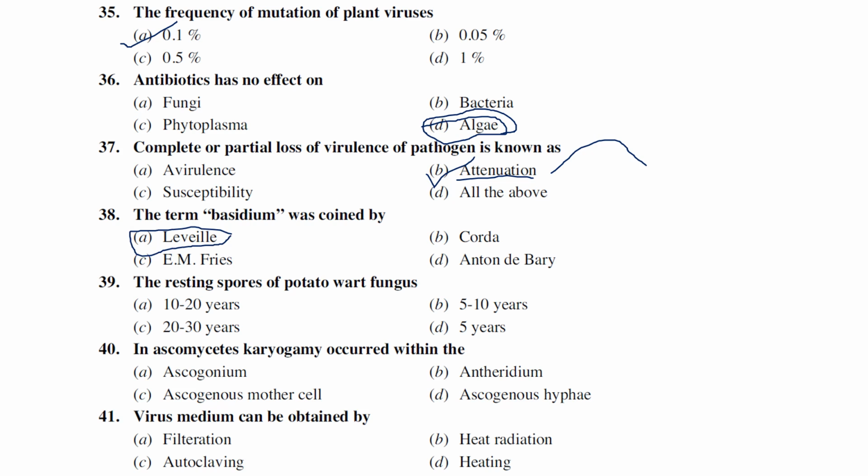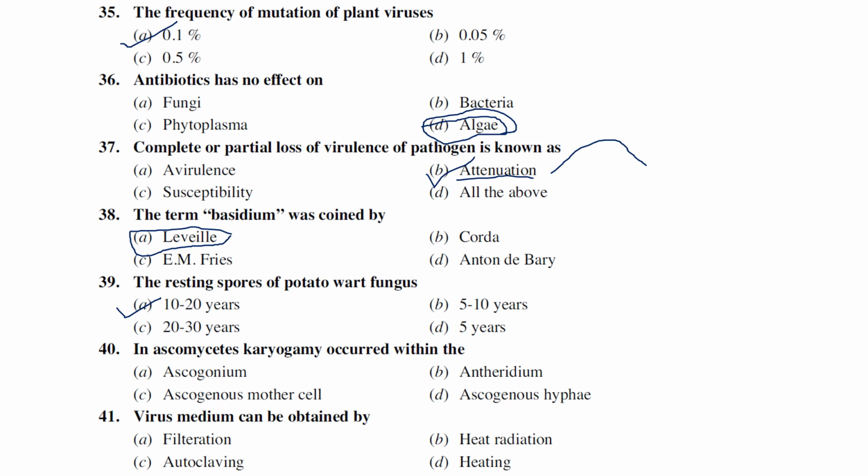The resting spores of potato: can they survive 10 to 20 years, 5 to 10 years, 20 to 35 years? It is actually viable in soil for 10 to 20 years, but some of the books also mention 5 to 10 years or 5 to 7 years, something like that. But you just take a look based on the options. The standard one is 10 to 12.